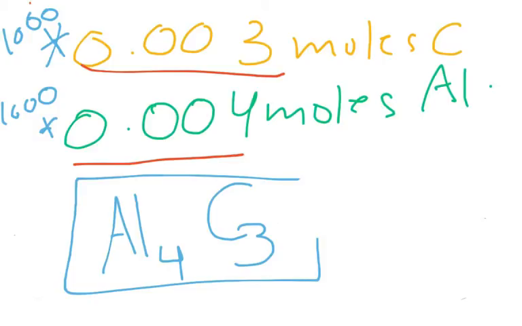That's all. And even if we did divide them by each other, we should end up with something very similar to Al4C3. Okay, so thank you very much. I hope you understood the idea behind this question.